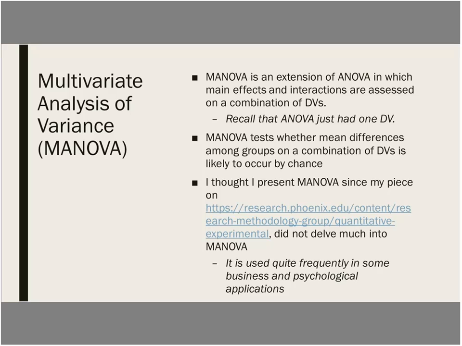So what you're going to do is test the differences among groups on a combination of the dependent variables, and whether those differences are likely to occur by chance. Essentially, you're taking some type of linear combination of all these different variables, and you want to know: is there anything significant that's going to be shown?